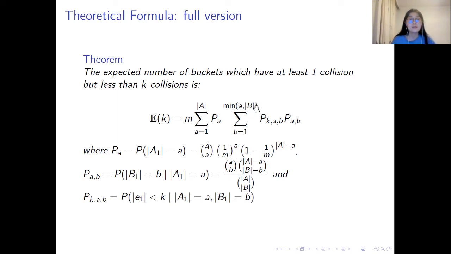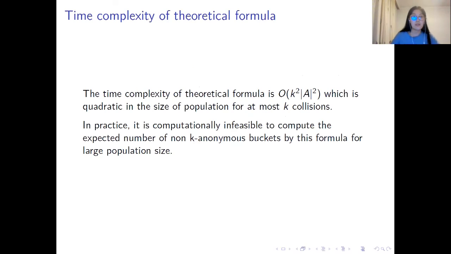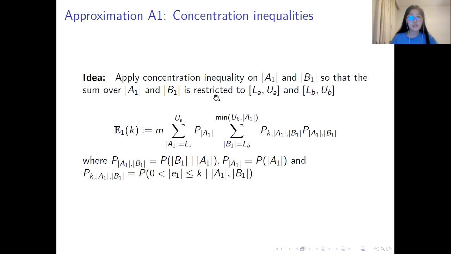So what's the problem with this theoretical formula? The problem is the time complexity. The time complexity of this formula is quadratic in the size of the population. So even when the size is not that big, like 1,000 or 10,000, it is already impossible to use this theoretical formula to compute the expected number. So we need to reduce the time complexity by approximation. Here we have two approximations. The first one uses concentration inequalities.